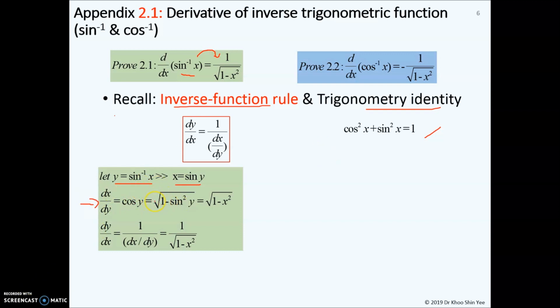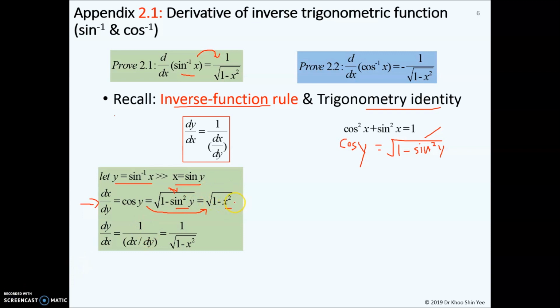And to transform the cos y into the x format, we need the identity formula, where your cos y should be equal to square root of 1 minus sine square y. Right, you substitute the answer, you get this. Since x is equal to sine y, we can replace the sine square y with x squared.